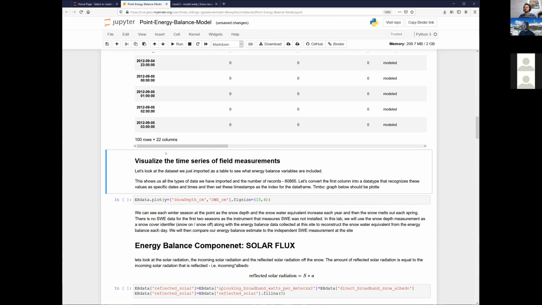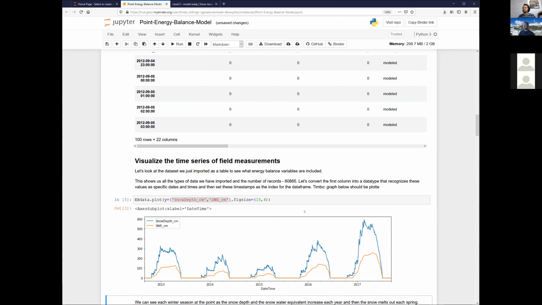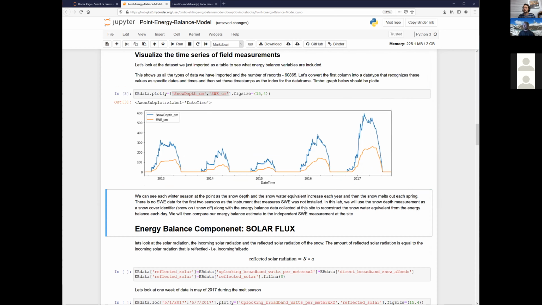So now let's visualize this data. First, we want to look at the snow depth and the snow water equivalent and see how much data we have in this data set. So if you click run on this line here where we have ebdata.plot, we can plot the snow depth and the snow water equivalent. So here are the hourly readings of both snow depth and SWE at our station. From here we can see we have 5 years of data.